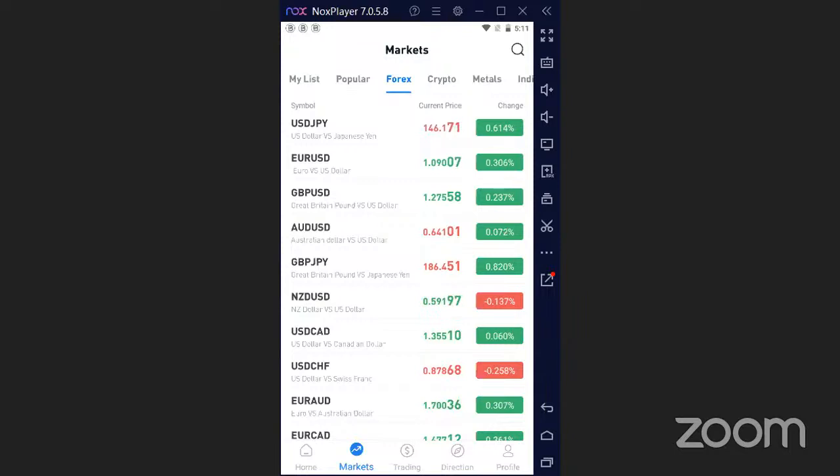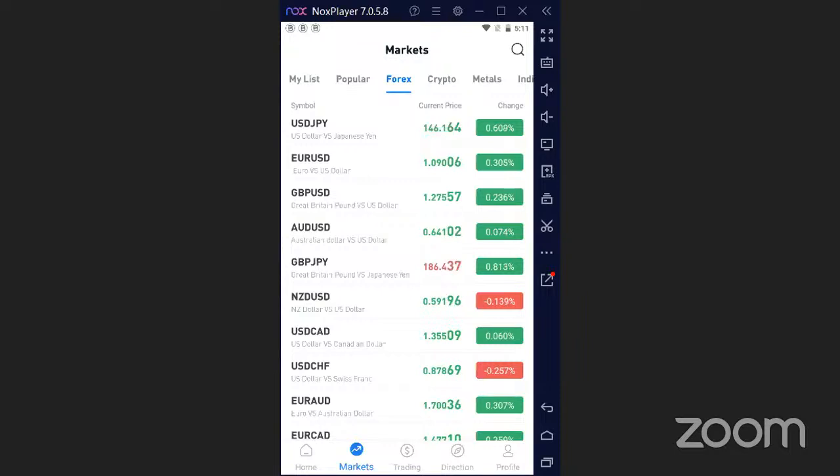So anywhere you see Euro USD, it is a major currency pair. Anywhere you see USD JPY is a major currency pair. Anywhere you see GBP USD is a major currency pair. AUD USD, NZD USD, USD CAD, they are major currency pairs. Then the minor currency pairs, anywhere you see Euro AUD, they are not associated with the USD. That is why they are minor pairs.